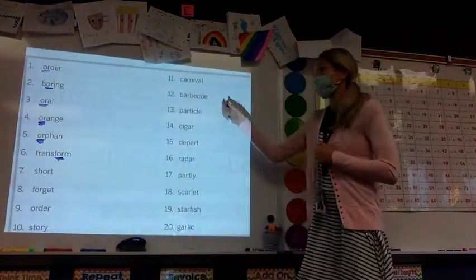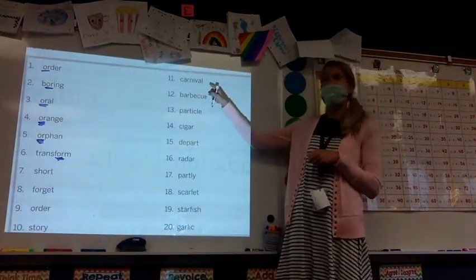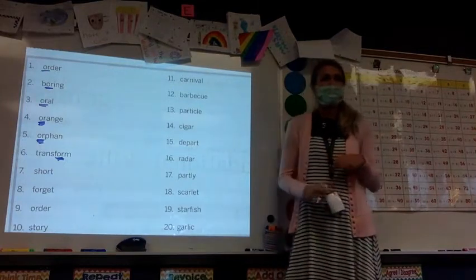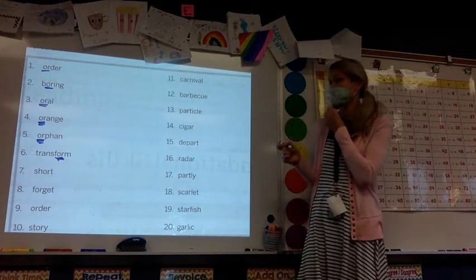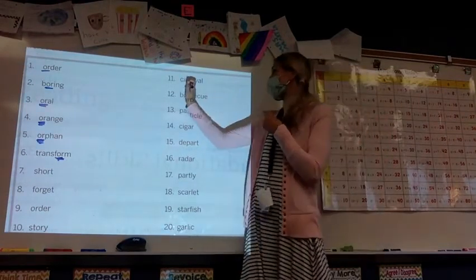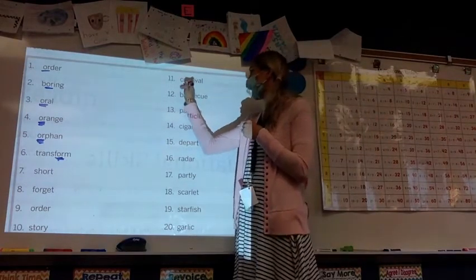We're going to jump over to our other column super fast, and we're going to look at this same thing with our other words. Our first word is the word carnival. What's our word? Carnival. What do we hear in it, OR or AR? AR. Where? Beginning. Towards the beginning a little bit, right there.